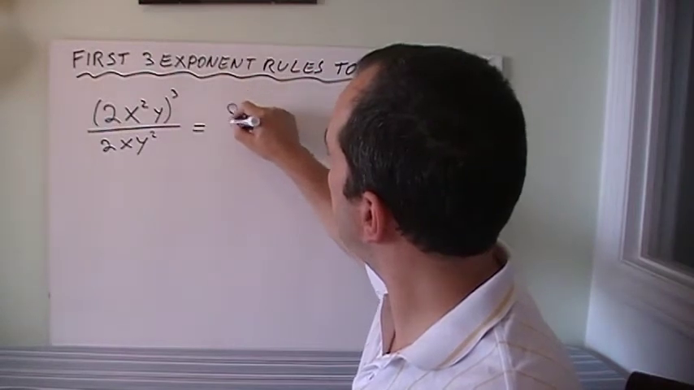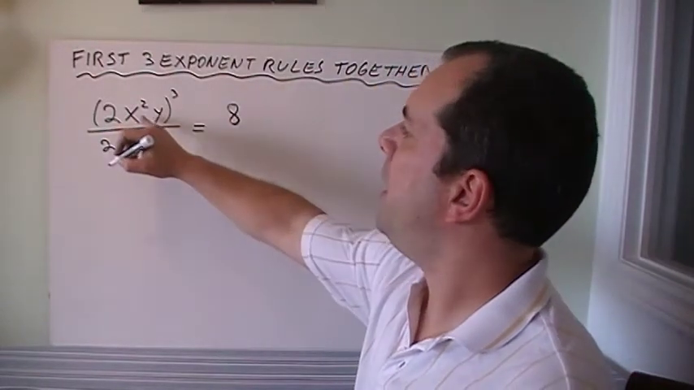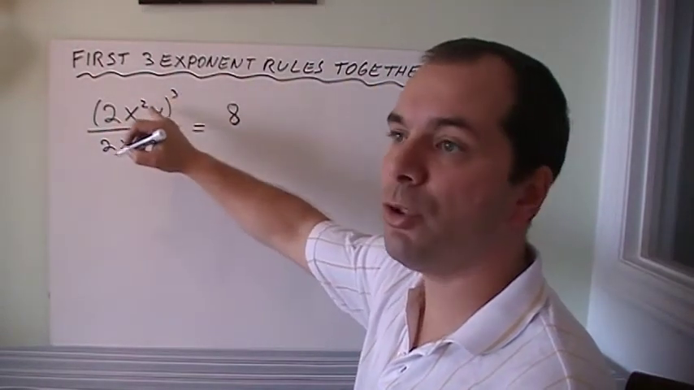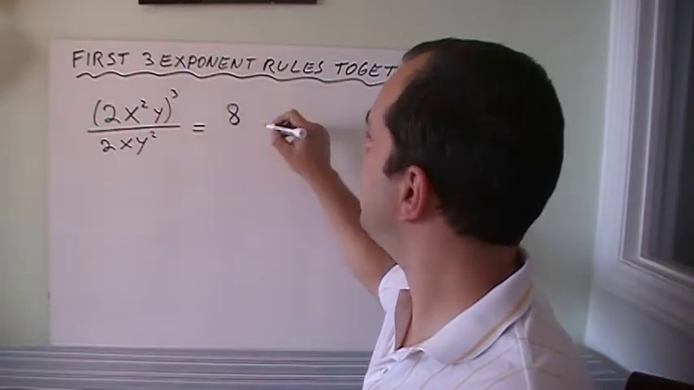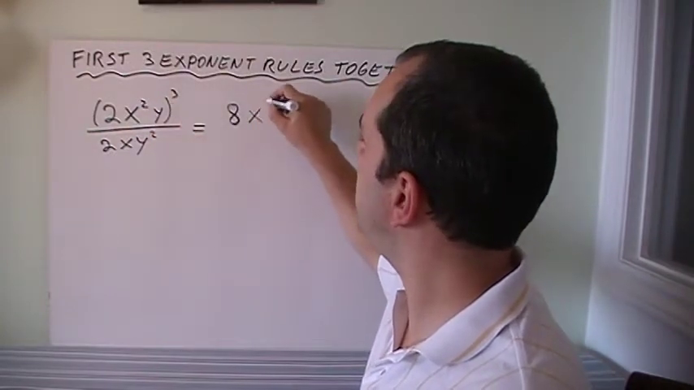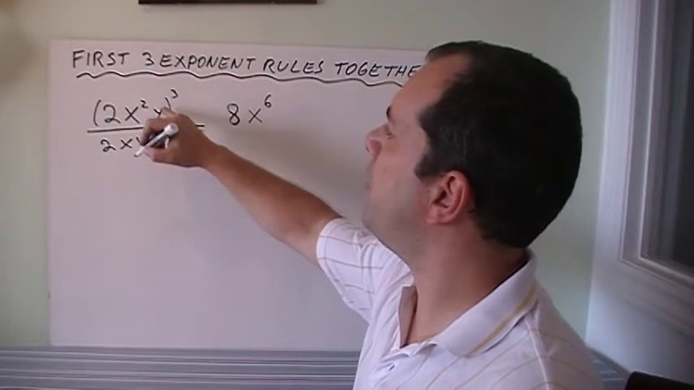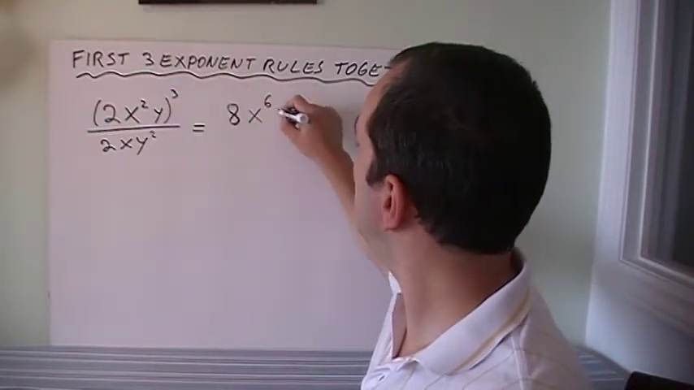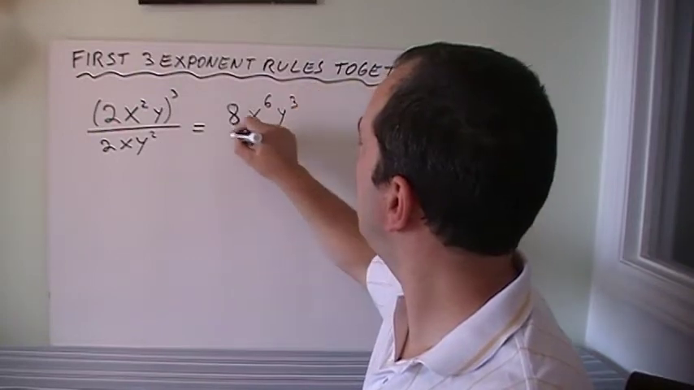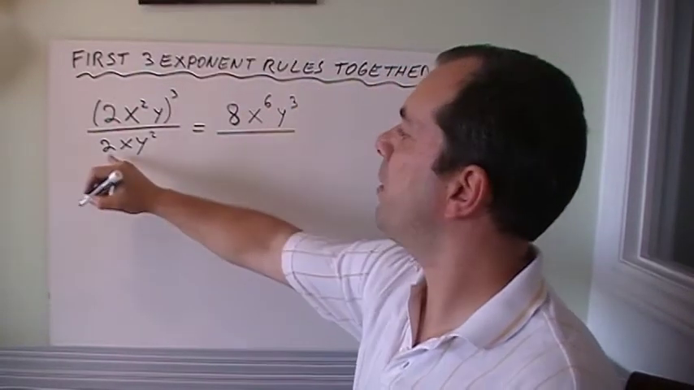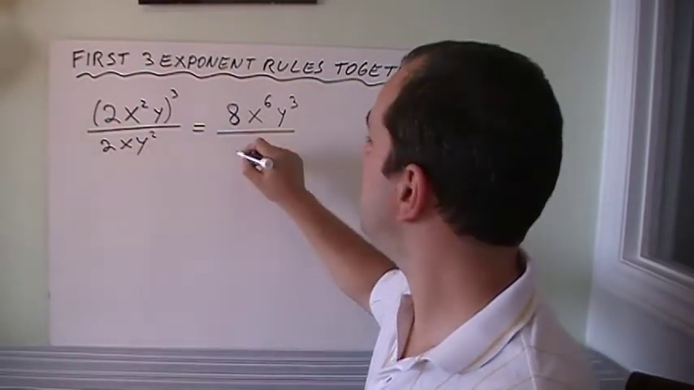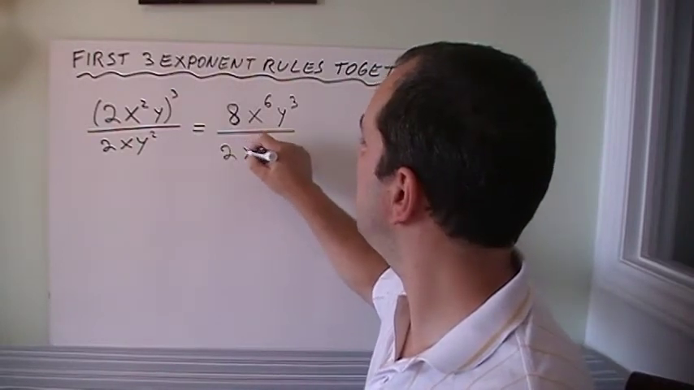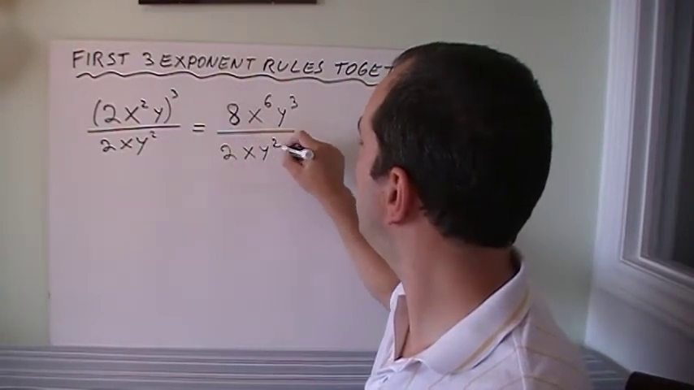Okay, x to the power of a power, so 2 times 3 is 6. X to the power of 6. Y to the power of 1 to the power of 3, so 1 times 3 is 3. It's y to the power of 3. Divided by, well, nothing's changed here, so we're just going to keep the same: 2x y to the power of 2.